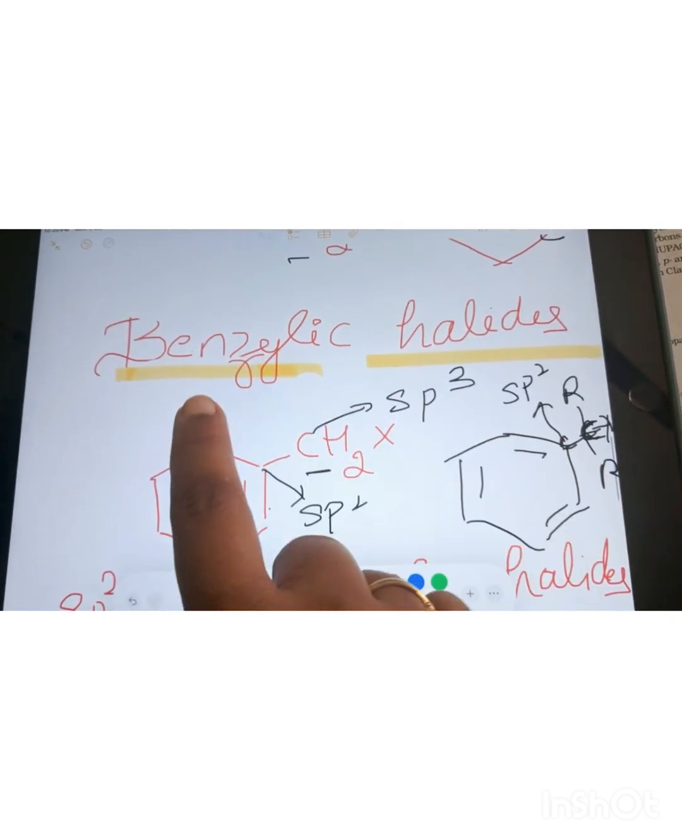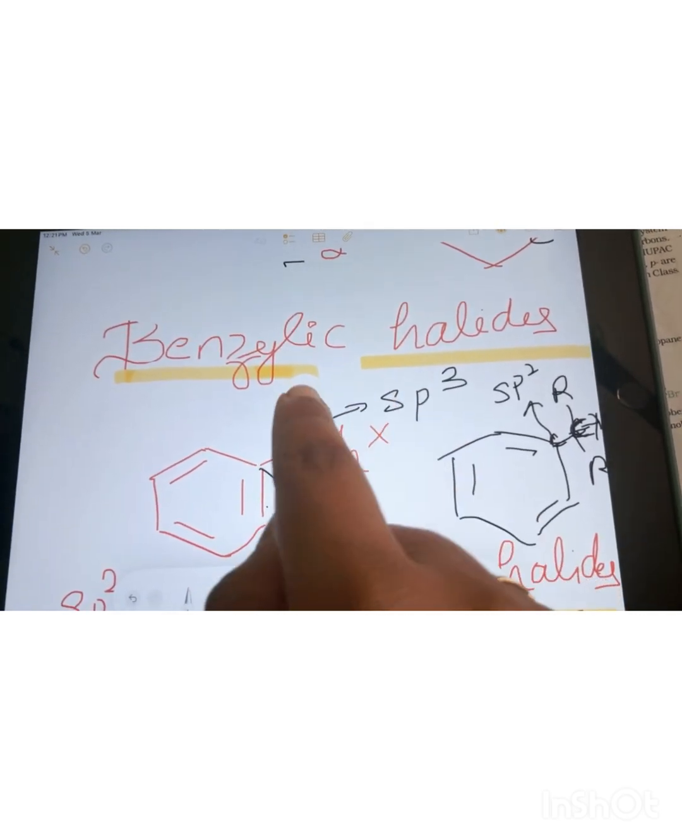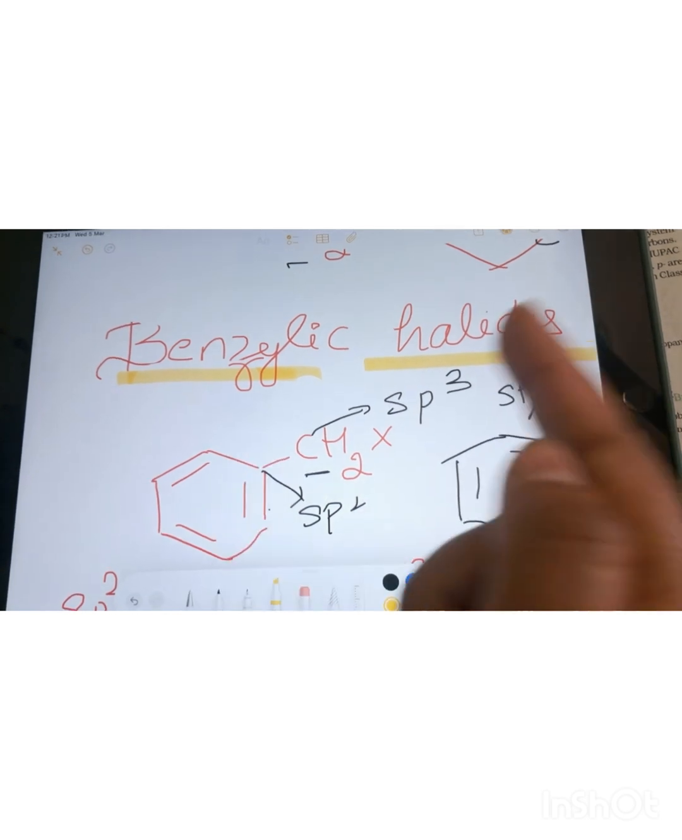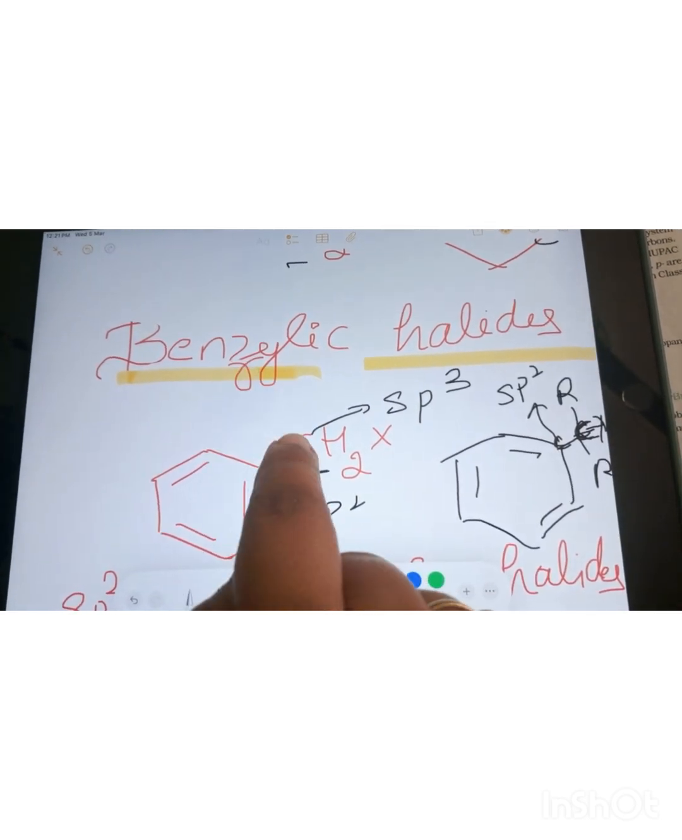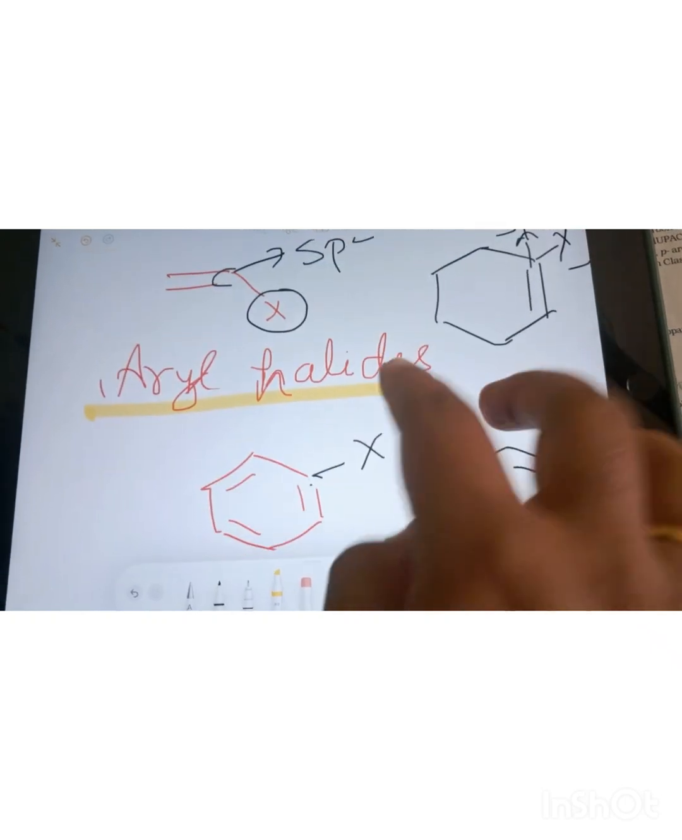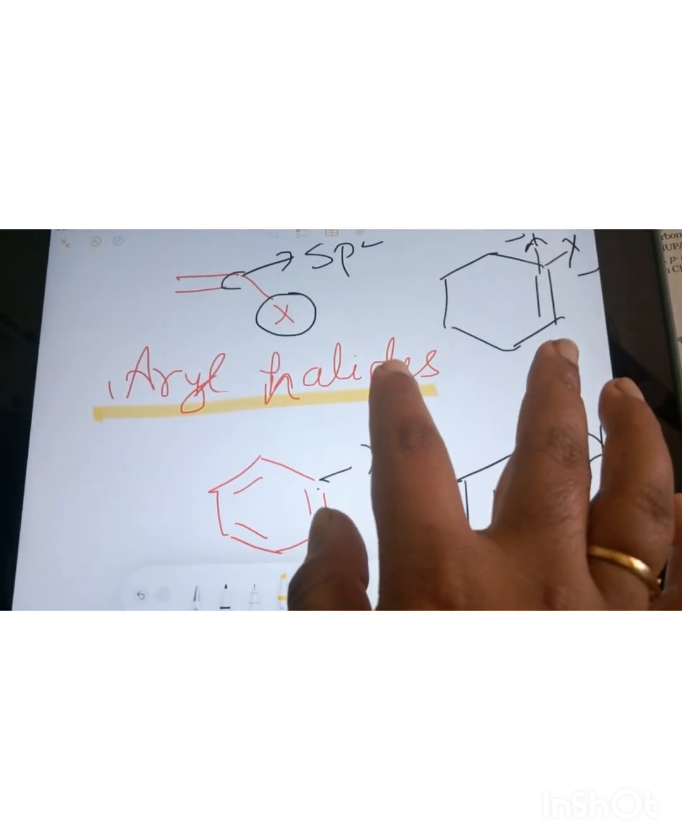So if you remember, there's also something called benzyl. There is also a benzene involved, but the halogen is first attached to an sp3 carbon atom, and the second, neighboring carbon was sp2, which was a benzene carbon atom. But in case of aryl, it is a direct linkage. So the halogen gets directly attached in aryl halides.